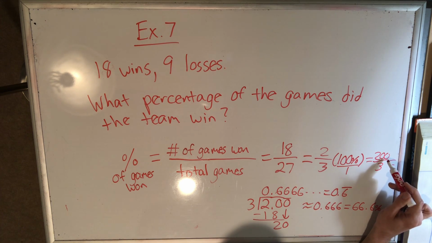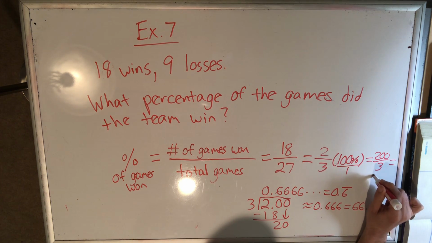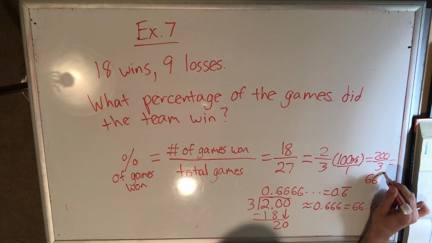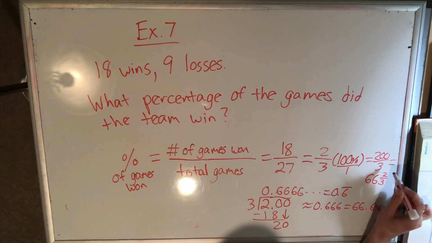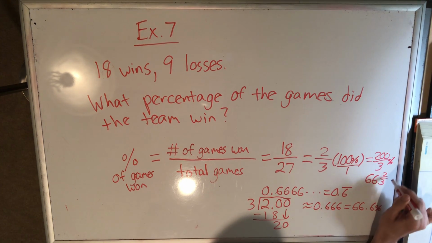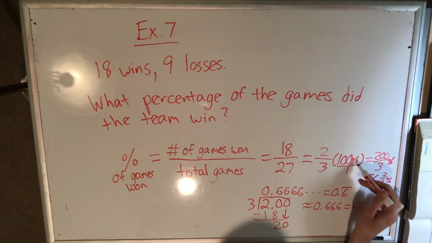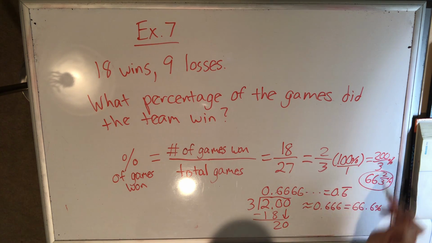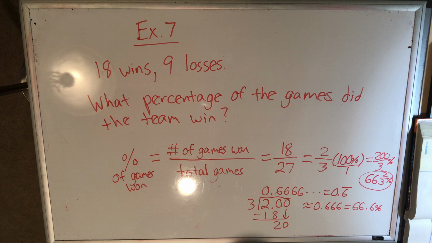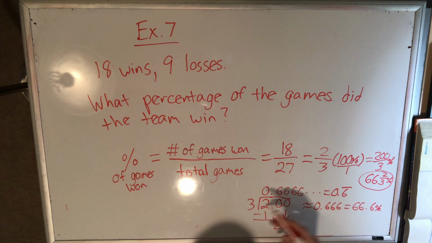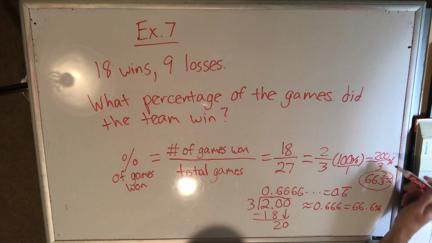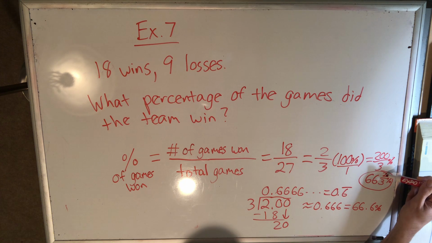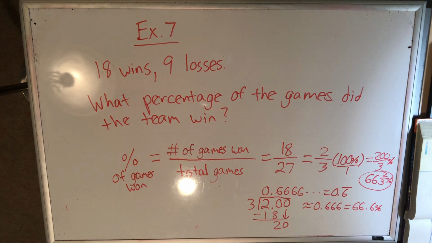3 goes into 200 66 times, remainder 2. Keep the same denominator 3, so that's 66 and 2/3%. Percent because we have this percent here that was not canceled out. So the team won 66 2/3% of its games, which is the same thing as 2/3 of its games, because 66 2/3 is 2/3 of 100. So if you work out 200 divided by 3, you would see it's 66 remainder 2, so 66 2/3% of the games the team won.